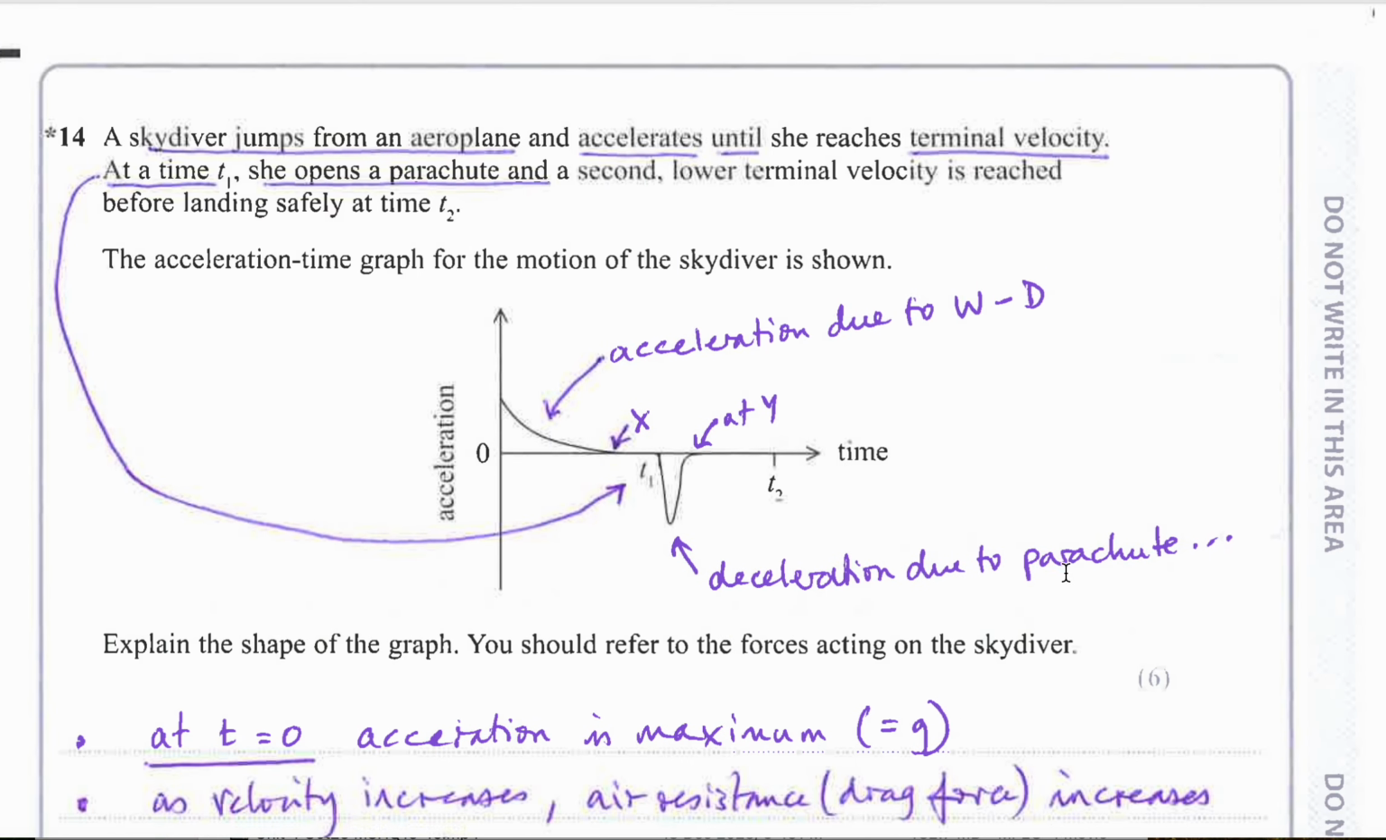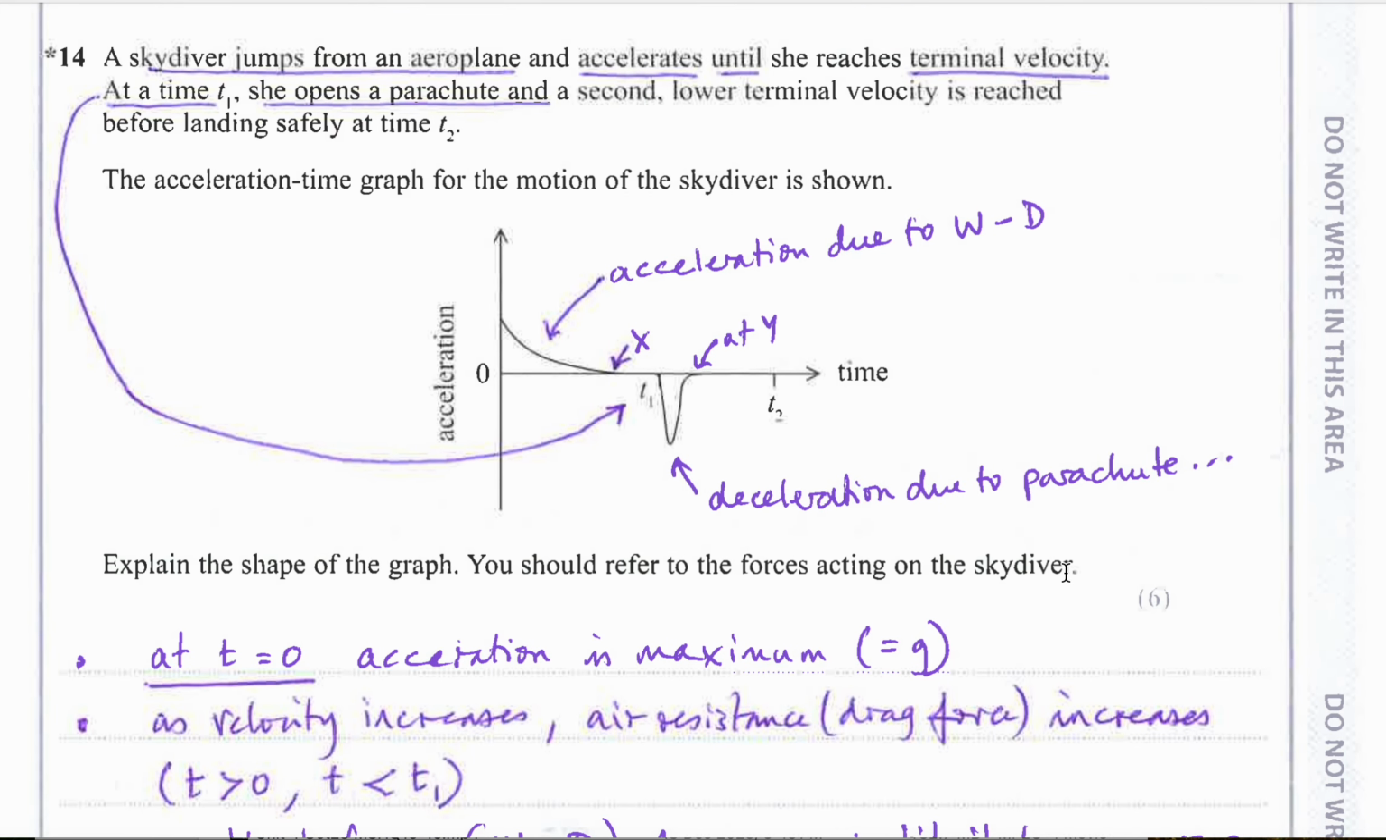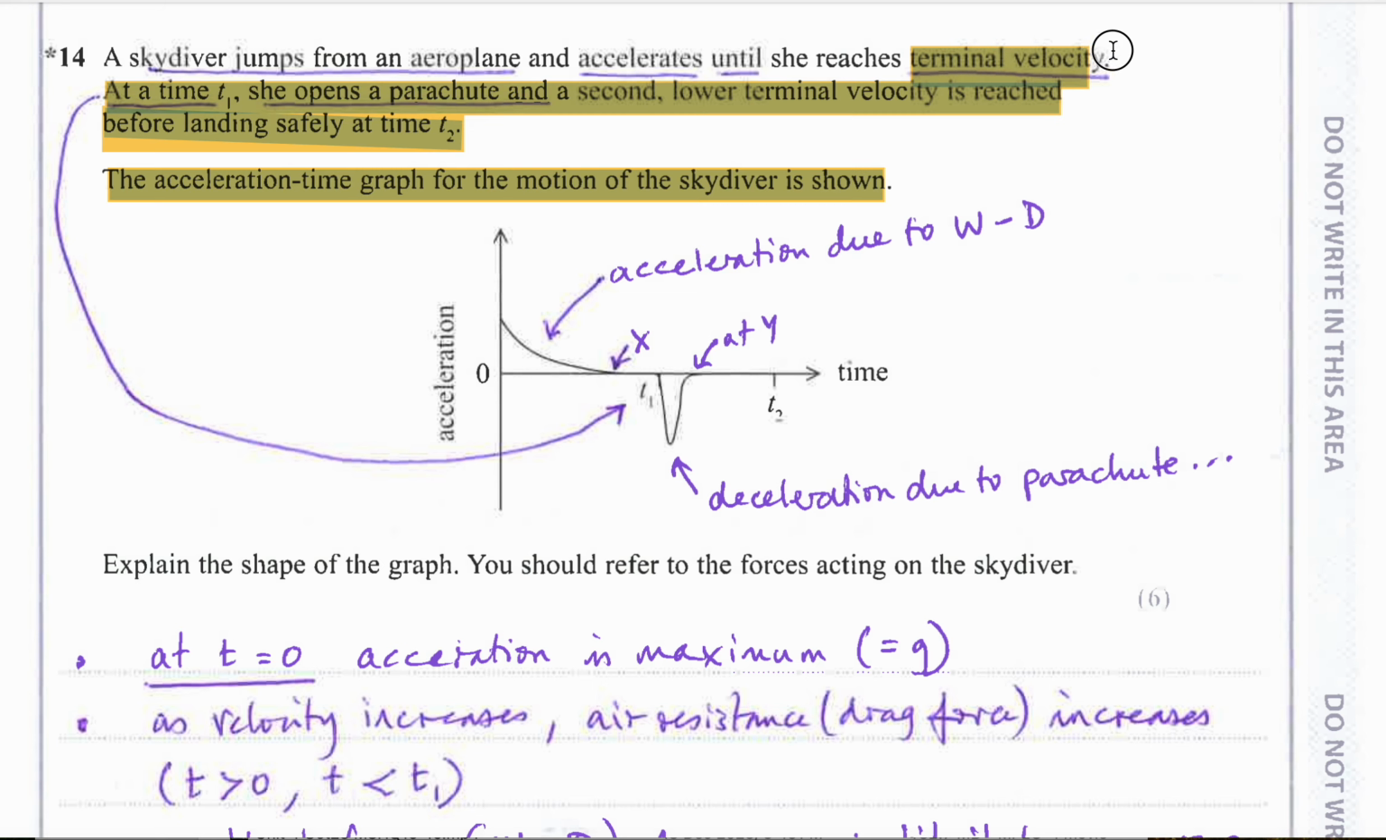Okay, so that's a moments question. Now a skydiver question. A skydiver jumps from an airplane and accelerates until she reaches terminal velocity. So what do you know about terminal velocity? Terminal velocity means the point where the forces are balanced. Okay? At a time t1 here, she opens the parachute. So this blip must be the deceleration due to the parachute. Okay? Remember, you've done an acceleration time graph.